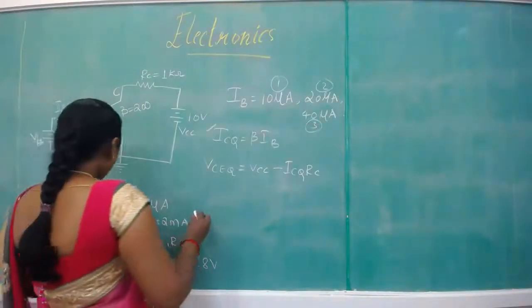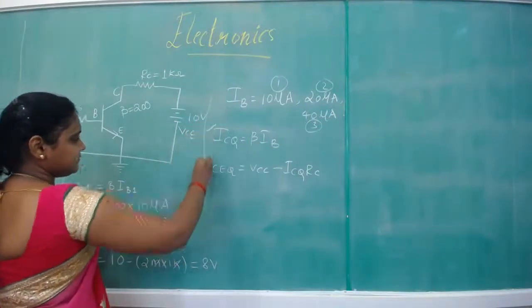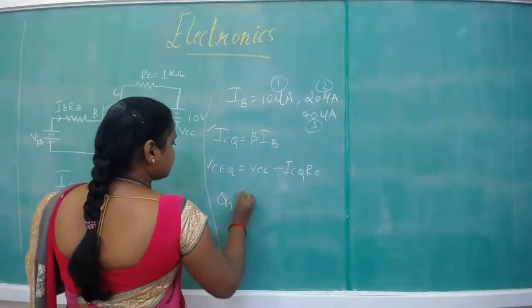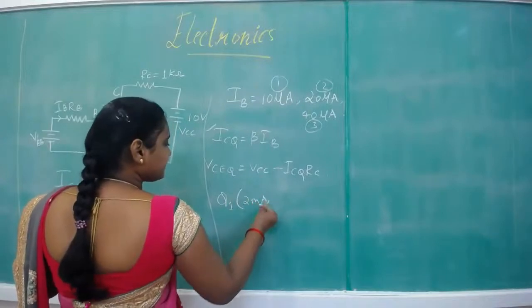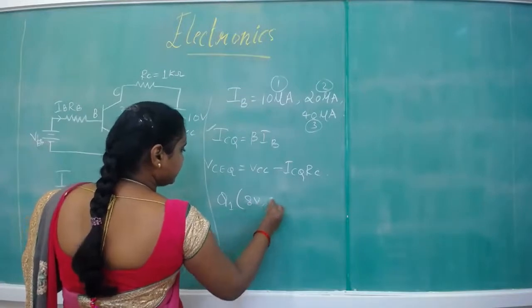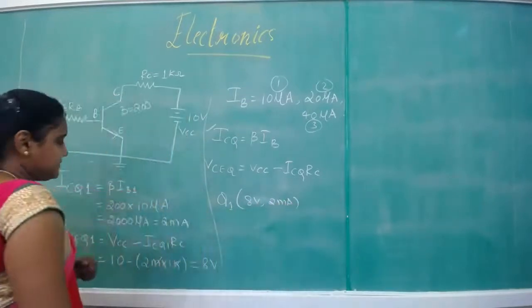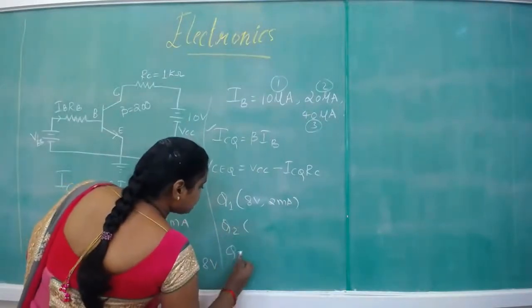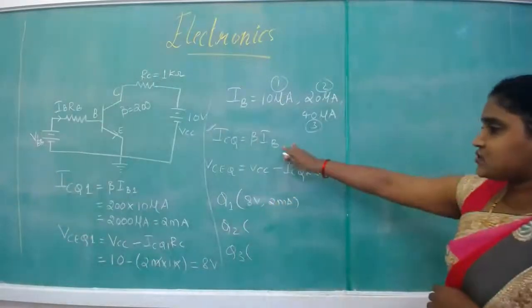These are the coordinates for the first Q point. We can call it Q1, and it is given by 8 volts, 2 milliampere. Otherwise, along the y-axis first, 2 milliampere, 8 volts. This is the first coordinate. We will find the second coordinate, and we also require the third coordinate. For that, we will be solving using the same expression.